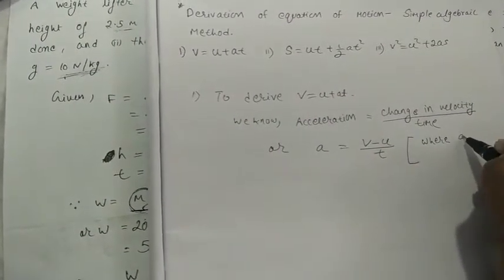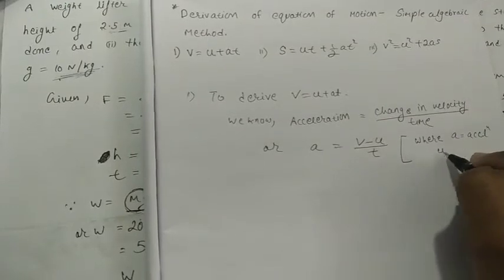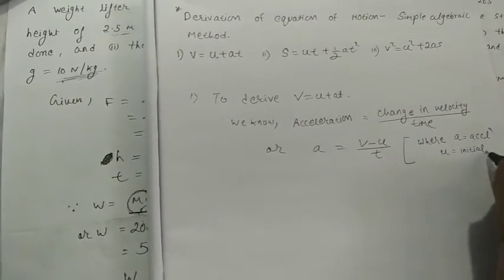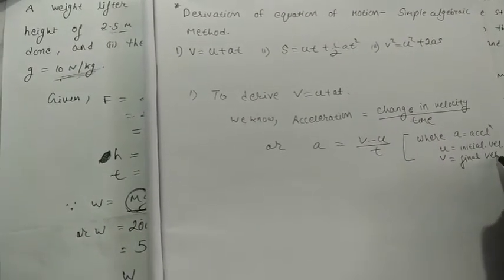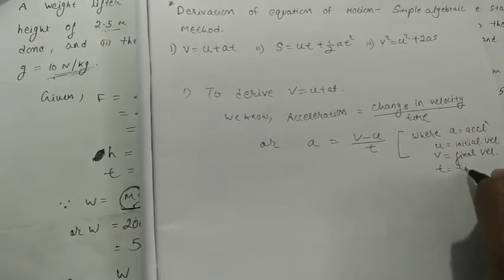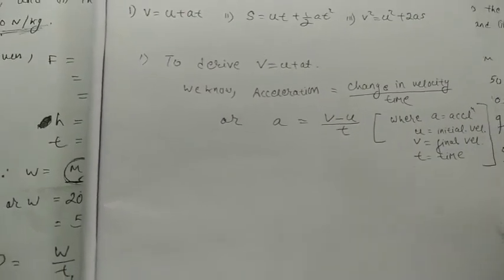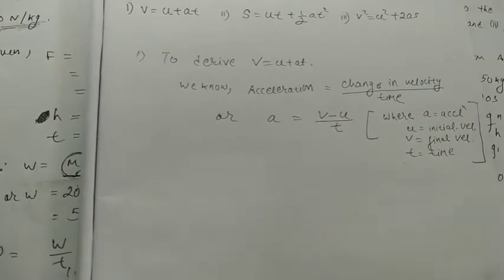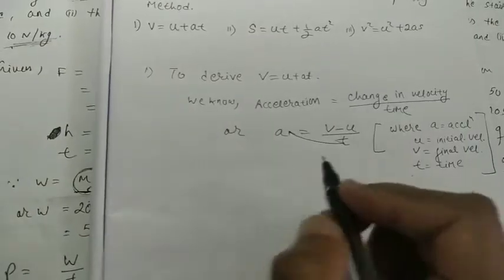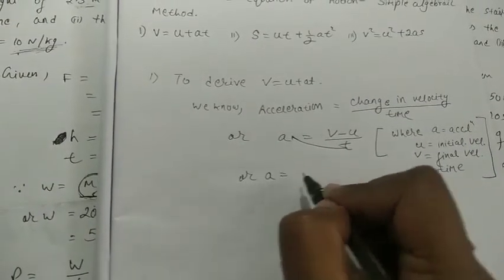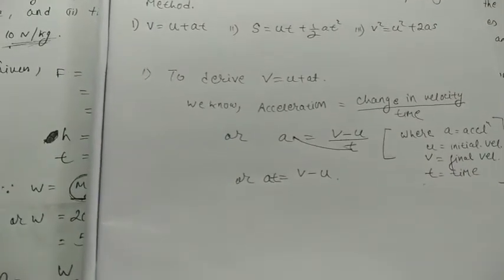where a equals acceleration, u equals initial velocity, v equals final velocity, t equals time taken. Don't forget to write these things. It is very important while deriving the equations. Now we'll cross multiply this. This t will go up and the next line will be at equals v minus u.